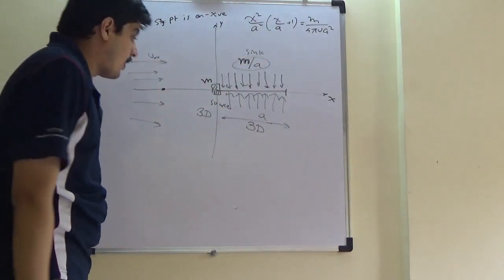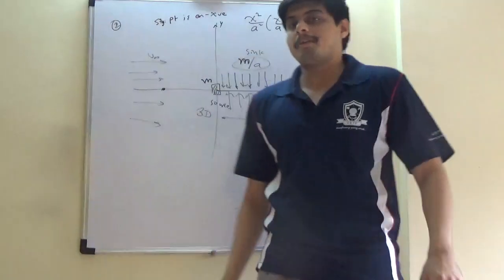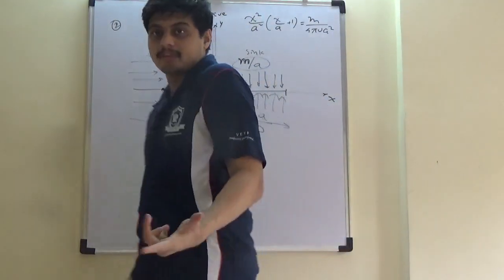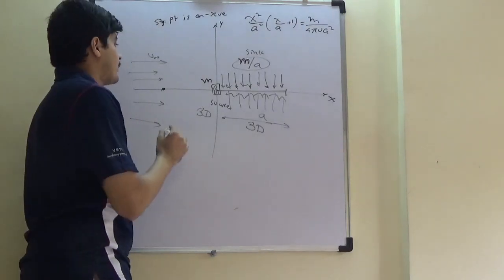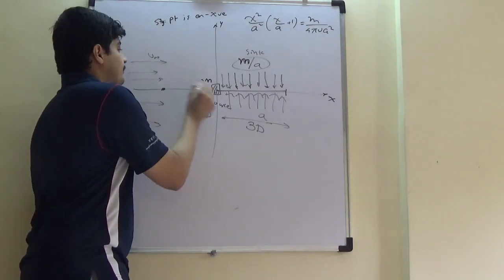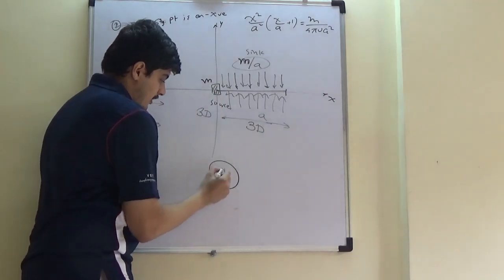Now you may ask, why are we solving a proving question? Very simple, it may be flipped around and asked to solve as an objective question. So the theory part is more important. Question, concept. Now let's understand the physics here. What is a three-dimensional source?